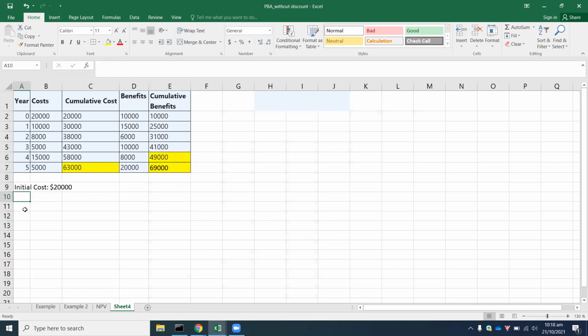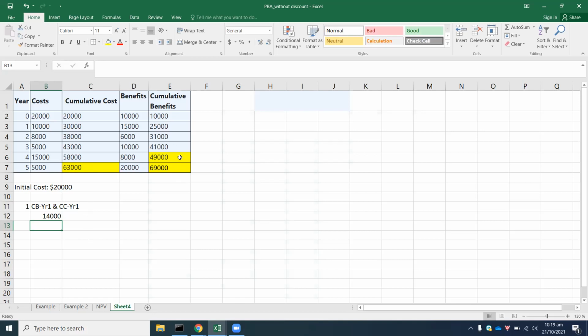So one, you will need to find out the difference between cumulative benefits for year 4 and cumulative costs for year 5. In this case, you'll find out the difference between the two. So 63,000 minus 49,000. I'm not typing in 63,000 and 49,000, I'm picking up the cell references, and the difference is $14,000. So the difference between the 49,000 and 63 is $14,000.